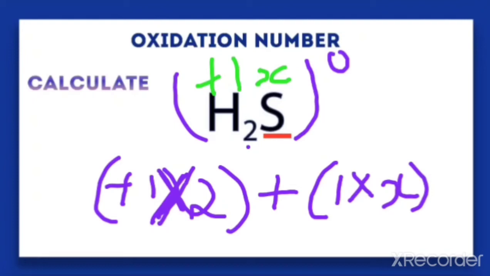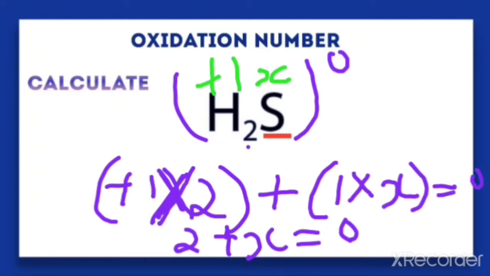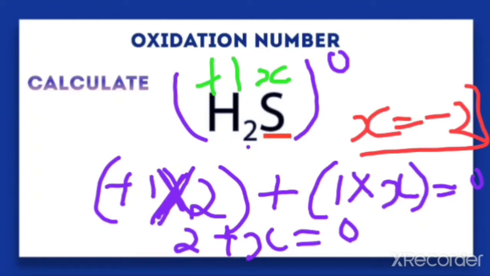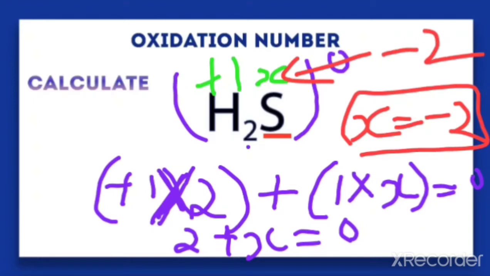So when we solve this, what do we get? 1 into 2 is equal to 2 plus X, and that is equal to 0 because the overall charge is equal to 0. So what will be the X from here? X is equal to -2. So what is the oxidation state of sulfur here? That is X, we have found it out, that is -2. So -2 is the oxidation number for sulfur in H2S.